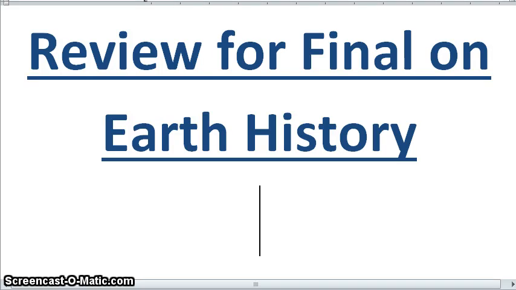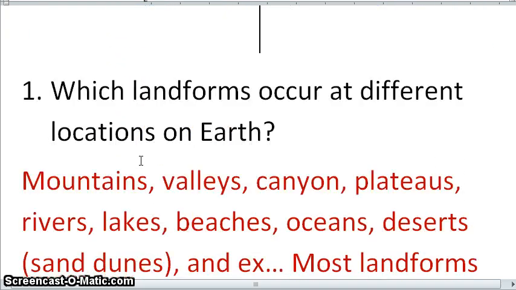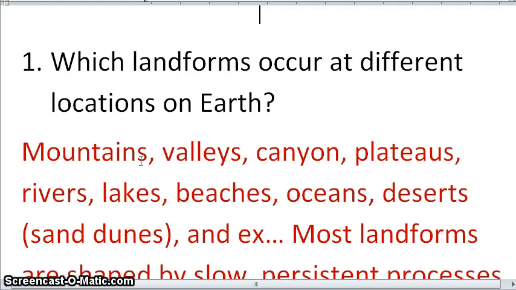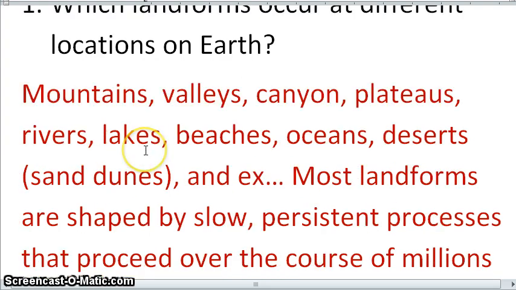Today we're going to go over the review for our final exam on Earth history. So we're going to start off with some of the review questions. There are 20 of them. The first one, which of the following landforms occur at different locations on Earth?